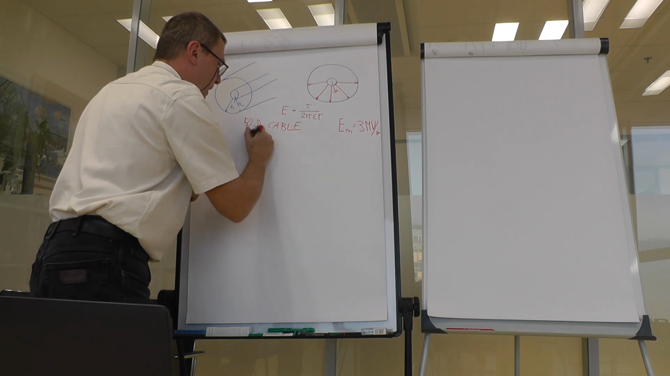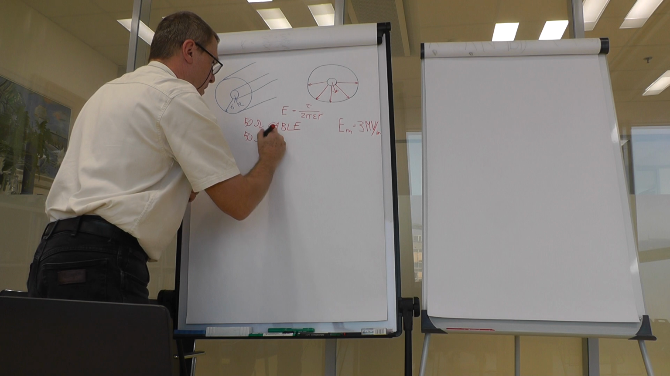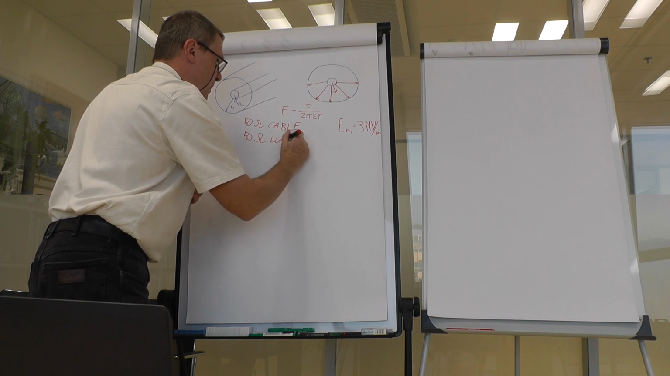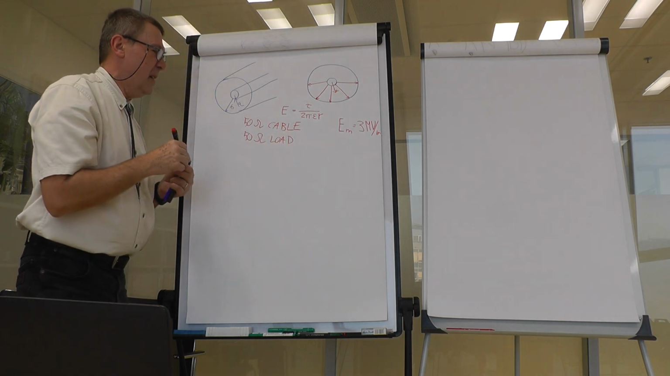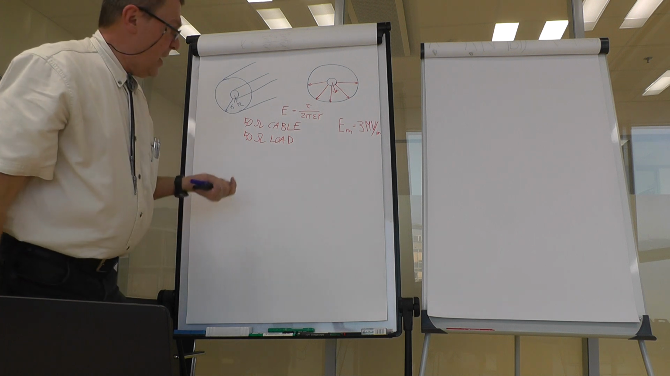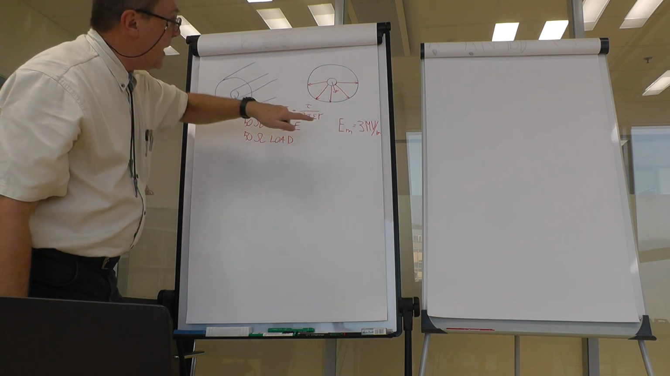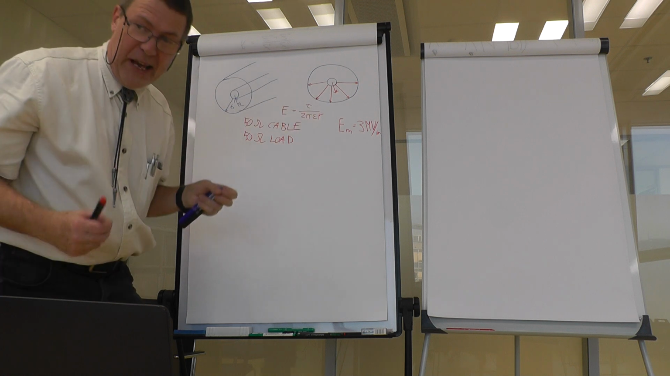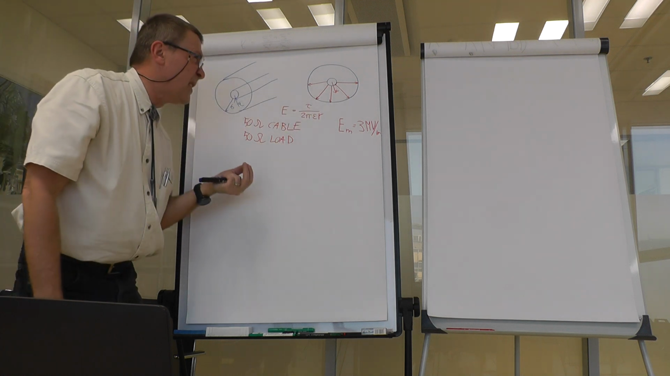Delivering into a 50 ohm load. So that's an important point. So first, let us find the maximum or the breakdown voltage for a coaxial cable.